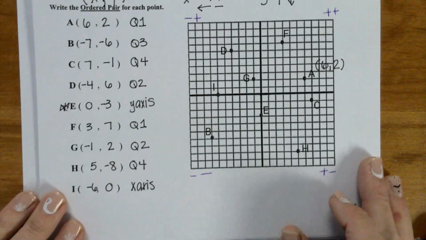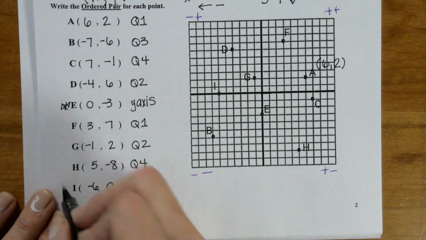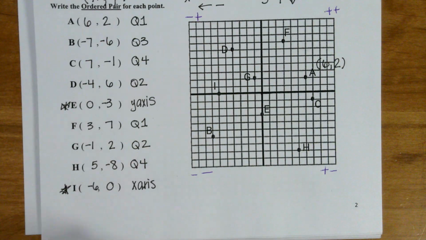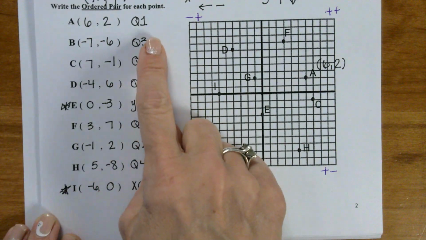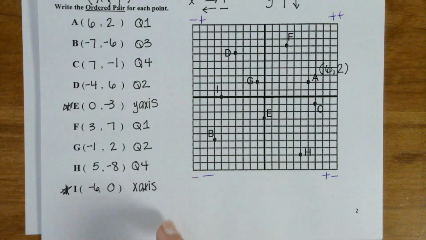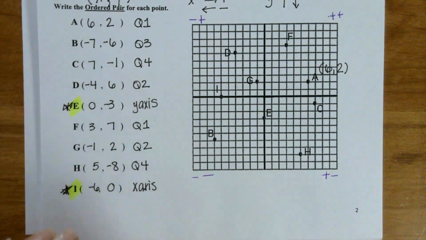So take a look. Let me know if I wrote anything down incorrectly. Okay, so I have all of my ordered pairs, and I do have all of my quadrants listed. I want you to notice that E and I are special. One is on the x-axis, one is on the y-axis. Is there anyone that disagrees with any of the letters, numbers or quadrants?